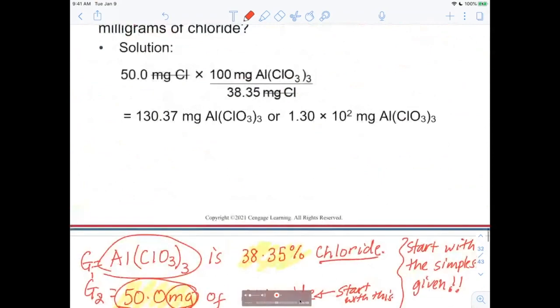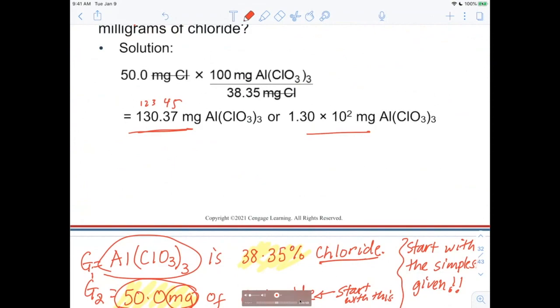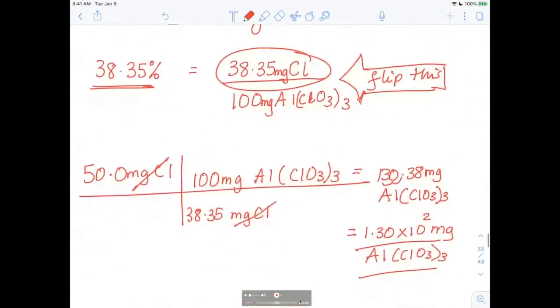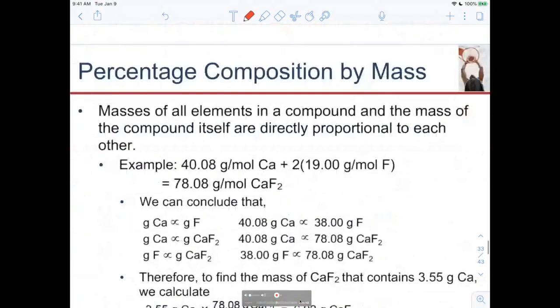Okay, let me see what they did. Yeah, that's what they did. They did this way. Because if you do it this way, you now have 1, 2, 3, 4, 5 significant figures. So you haven't rounded to the correct number of significant figures. Okay, let's see. This is what I have here. And that's the answer.